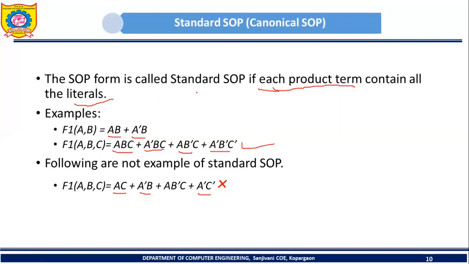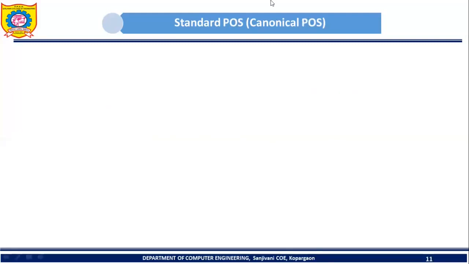So an SOP will be a standard SOP if each product term contains all literals. So here 1, 2, 3, three product terms do not contain all literals. Even if one product term does not contain all literals, then I can say that it is not in standard SOP form. Then next is standard POS. Standard POS is also called canonical POS. What is POS? Product of sum form.